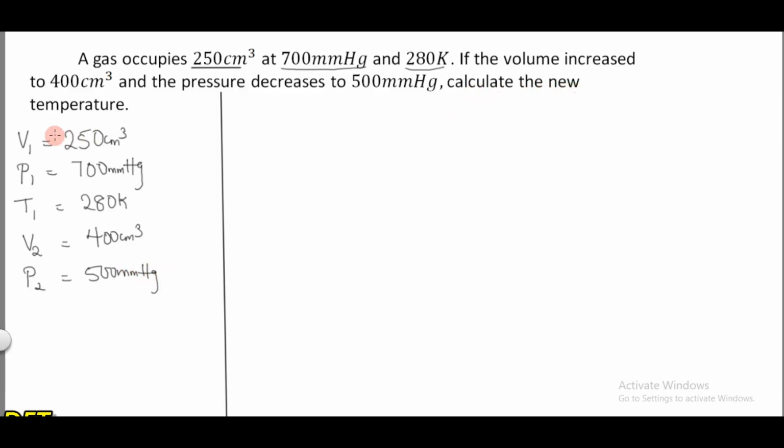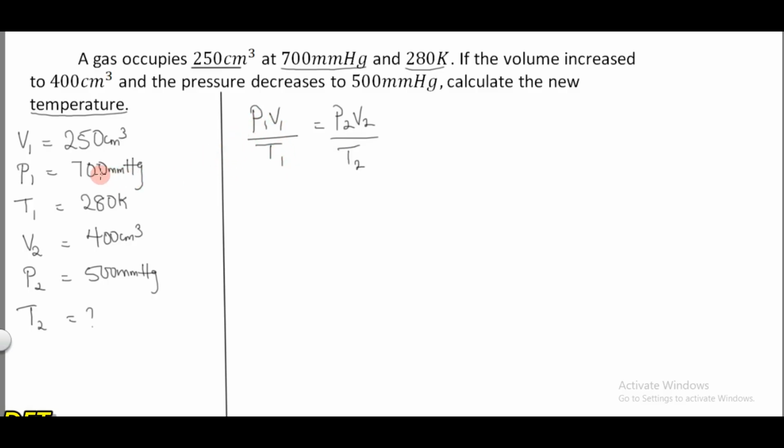Calculate the new temperature. So what I'm looking for is the temperature, which is T2. That is unknown. So we have volume, we have pressure, and we have temperature. The equation that connects these three is the general gas equation, and the equation is P1V1 over T1 is equal to P2V2 over T2, right?